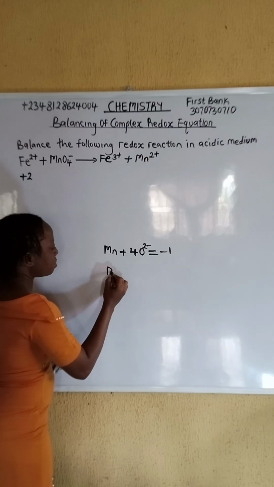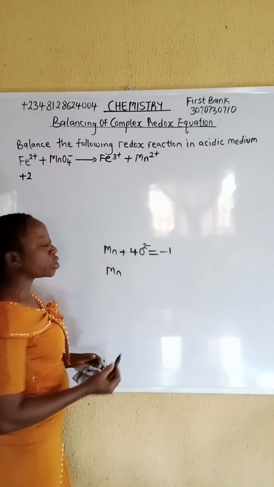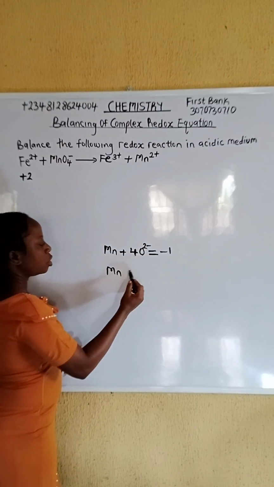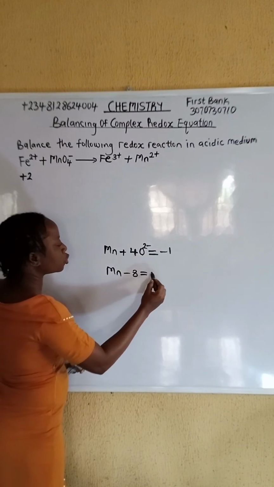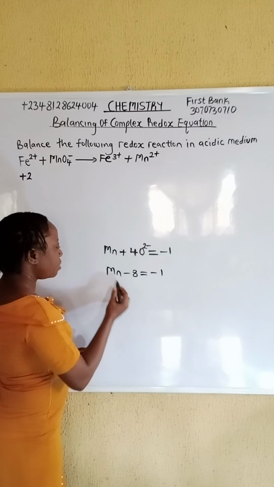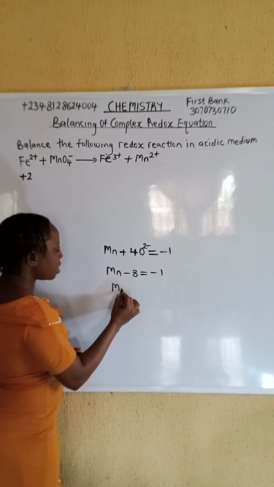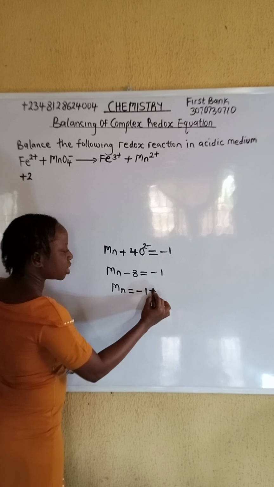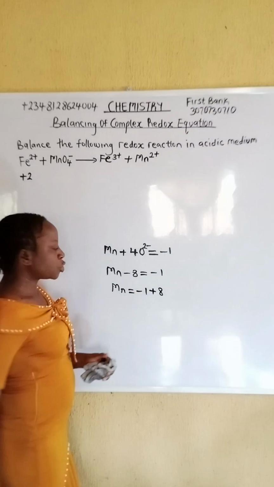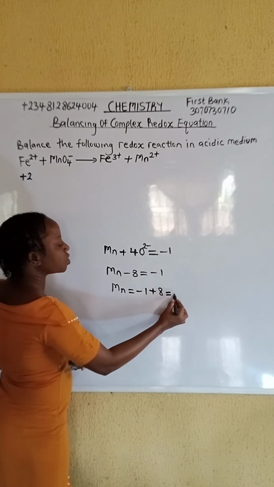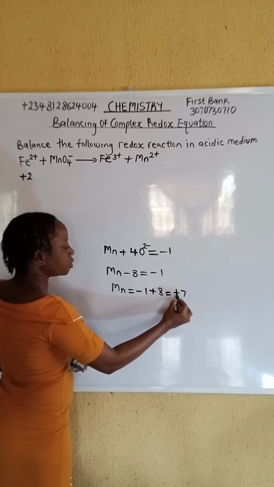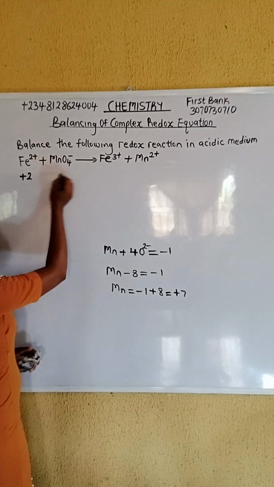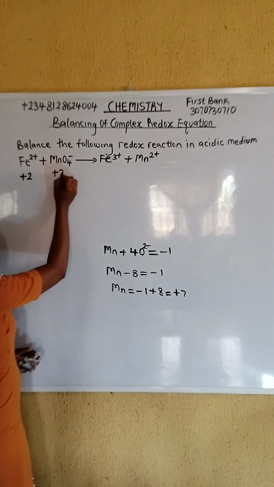Now, we make Mn the subject of the formula. Since we are looking for Mn, that is the manganese, -2 times 4 will give us -8, equal to -1. Then make Mn the subject, so Mn equals -1. Bring this -8 down to this side, that will be +8. So -1 plus 8 will give us +7. The oxidation number of manganese is +7.